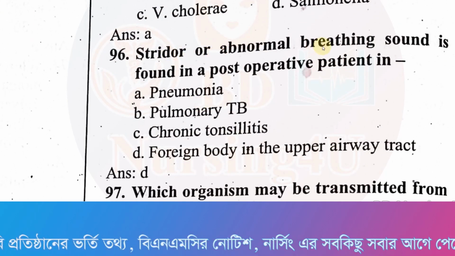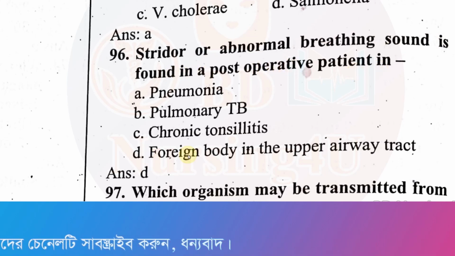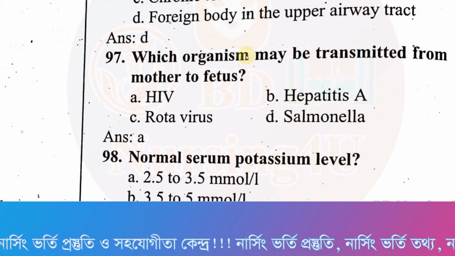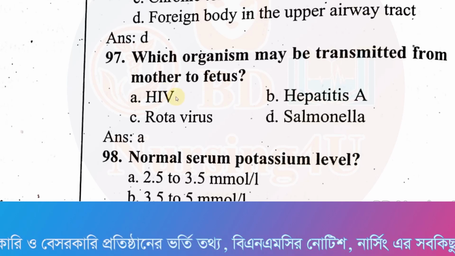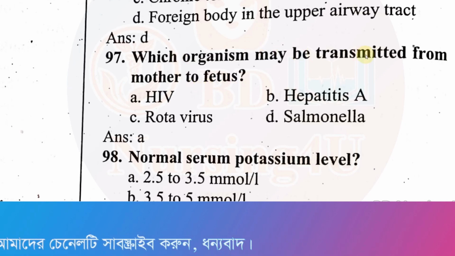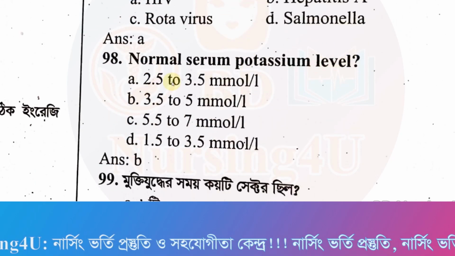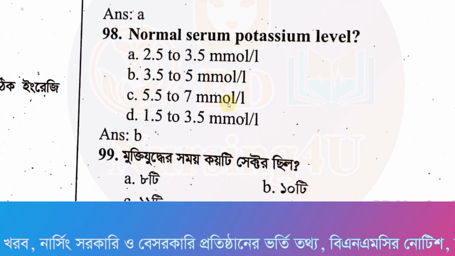Stridor or abnormal breathing sound is found in a post-operative patient in foreign body in the upper airway tract. Which organism may be transmitted from mother to fetus? Hepatitis A, B virus, HIV virus. Which organism may be transferred from mother to fetus? HIV virus. Normal serum potassium level 3.5 to 5 millimole per liter.